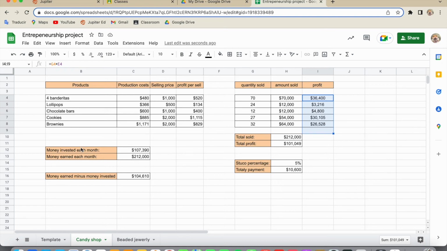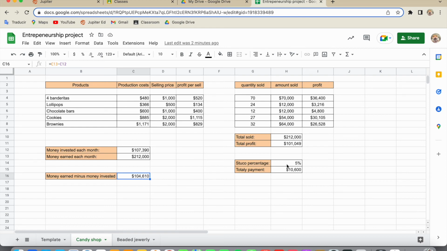And the money invested each month is this: to continue selling the packet of banderitas, I will need to buy them for another 30,000 pesos. And if I sold out of lollipops, I would need to use 5,000 pesos to buy another packet to resell. So that's just what money invested means. The net money earned each month is just the net profit, as I already said, and this is what you could keep for yourself.